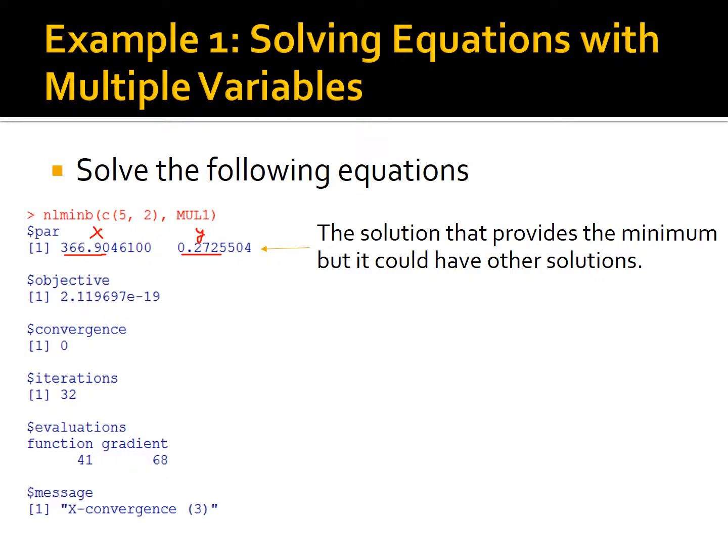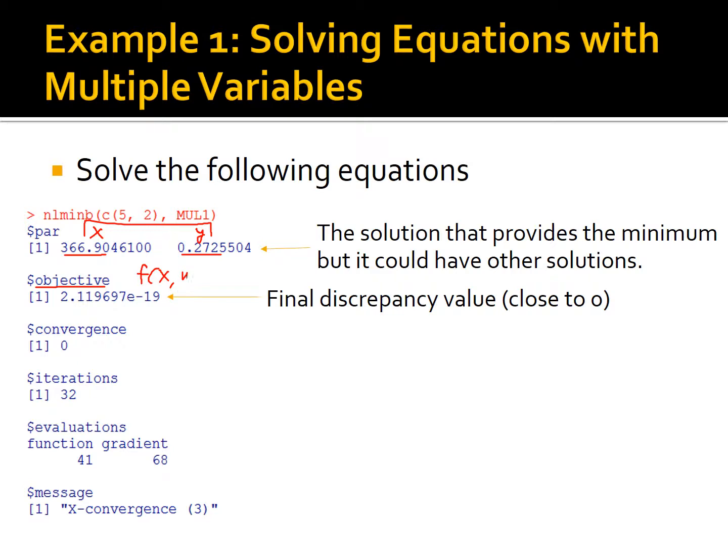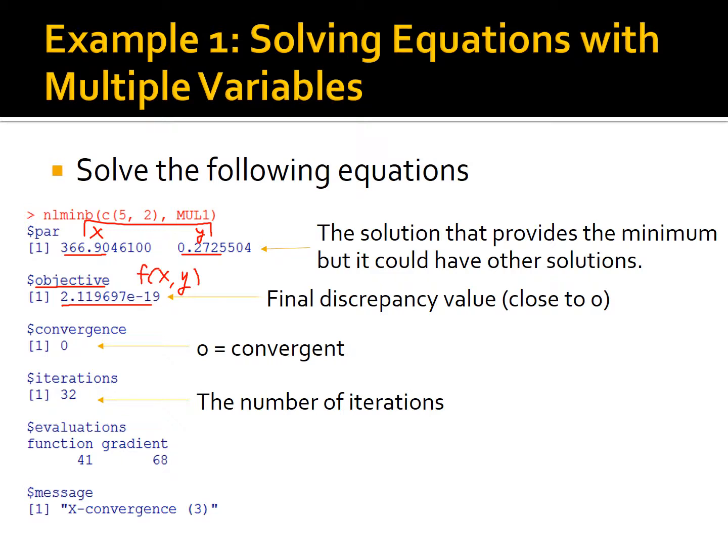So this is a solution that provides the minimum, but it could have other solutions. This may not be the single and only solution. And we can see the objective. The objective is the result of the function of x and y, which is very close to 0, which is good. And 0 means convergence, and the number of iterations is 32.